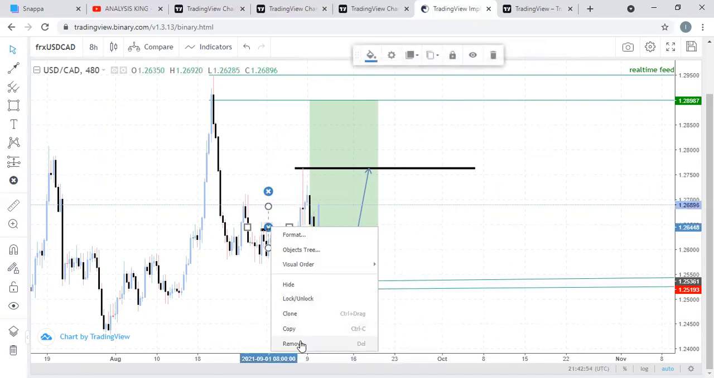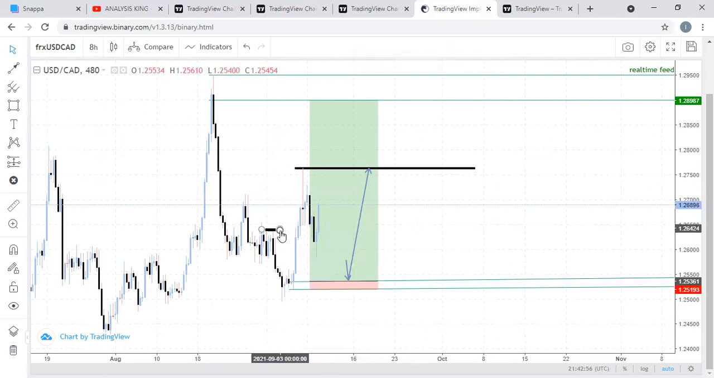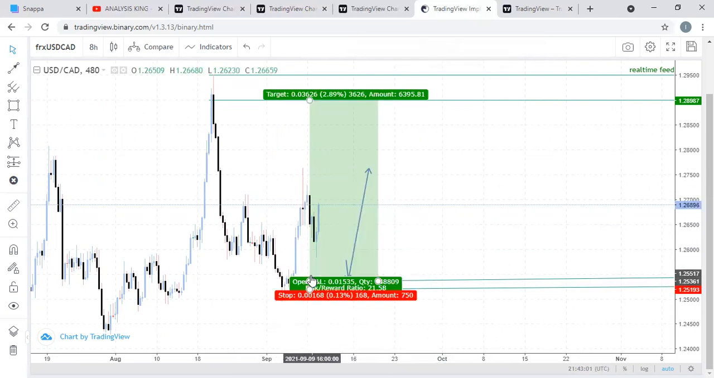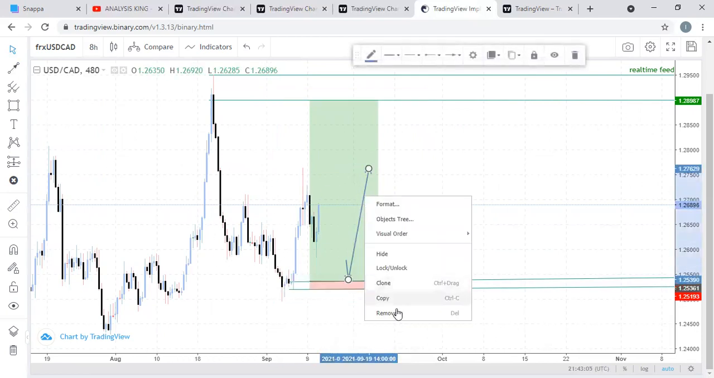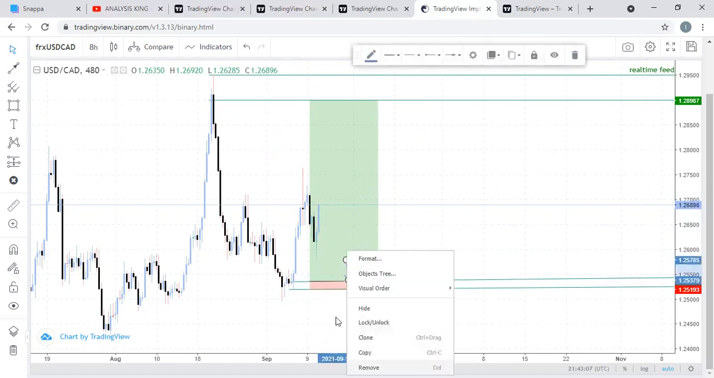So I would be switching my bias currently. I had this particular level marked out, but it has not gotten to this level yet. So I'm going to remove it now.